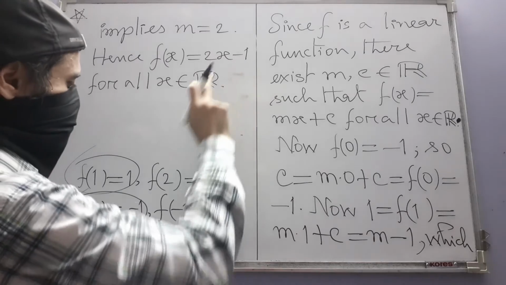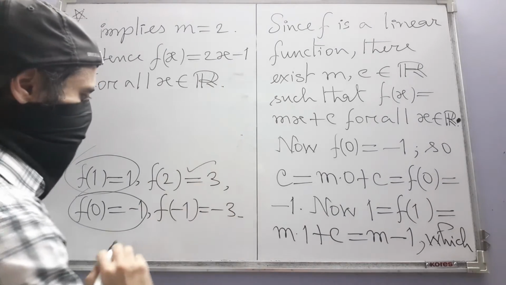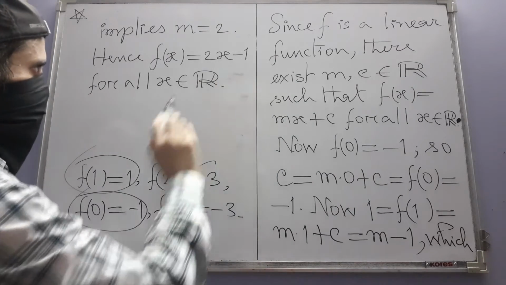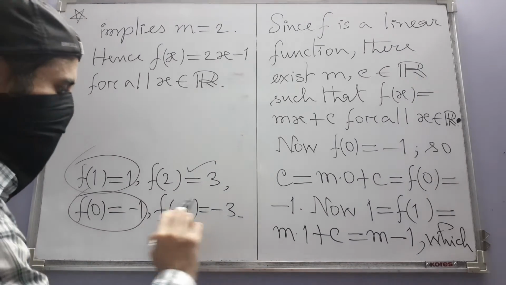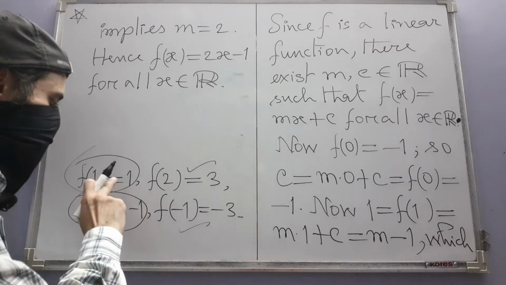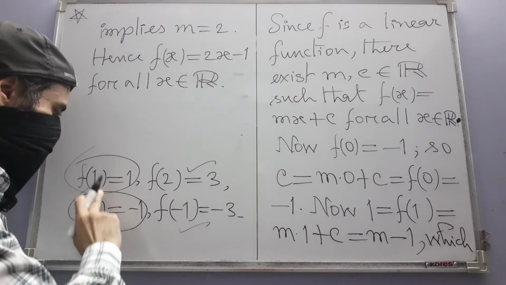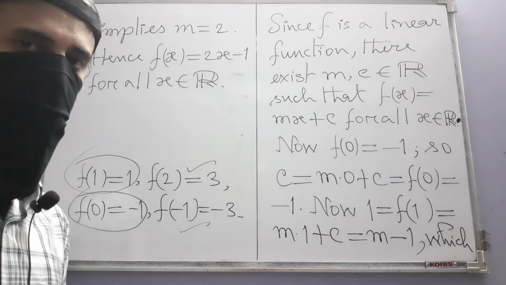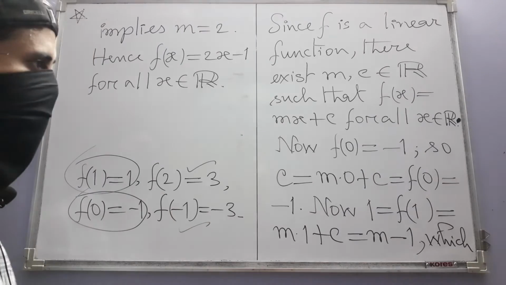2 times 2 is 4, 4 minus 1 is 3, yes. So, this is also satisfied. Similarly, if you put x equal to minus 1, you are going to get minus 2 minus 1, which is minus 3. Fine. Okay, so that's why only 2 pairs of numbers, 1 comma 1 and 0 comma minus 1, are enough to determine a linear function.